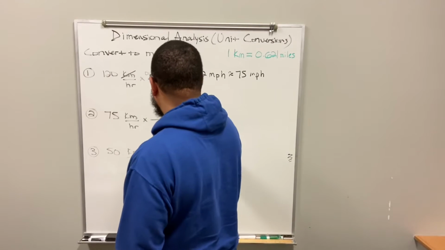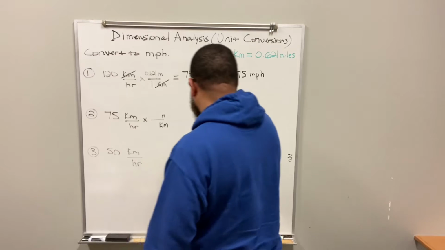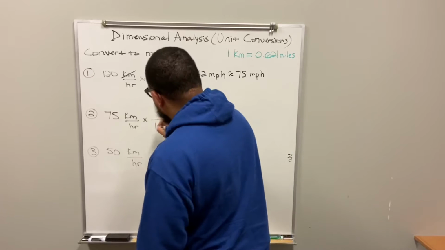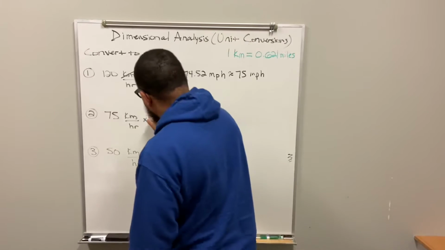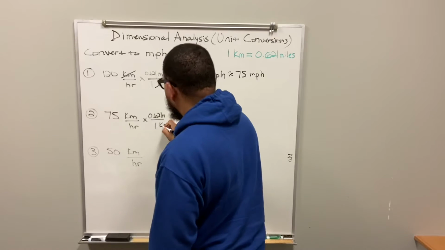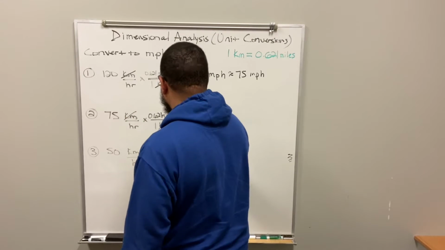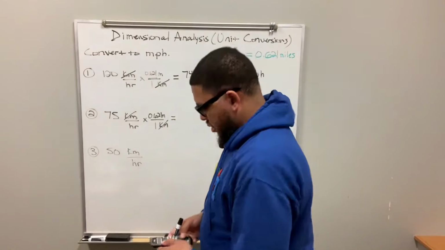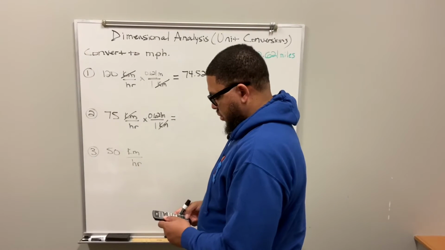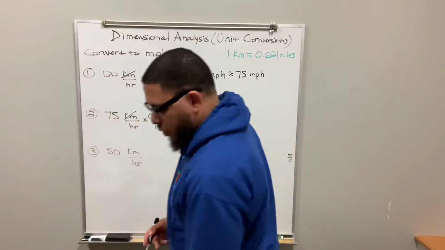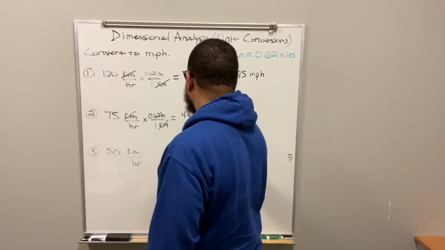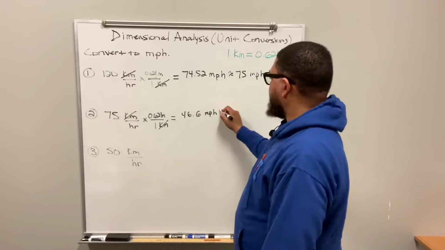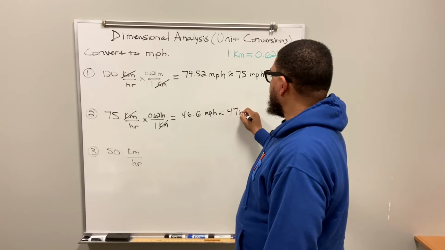All right? And then I want miles, so I'm going to have an M for miles, right? And I know that 1 kilometer is equal to 0.621 miles. The kilometers cancel out, and I'm left with 75. Let me grab my calculator again. 75 times 0.621 equals 46.6 miles per hour. 46.6 miles per hour, that's roughly 47 miles per hour.